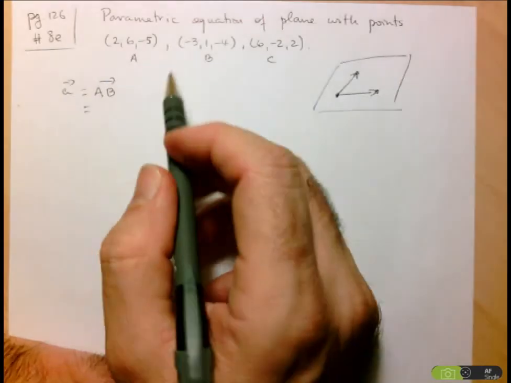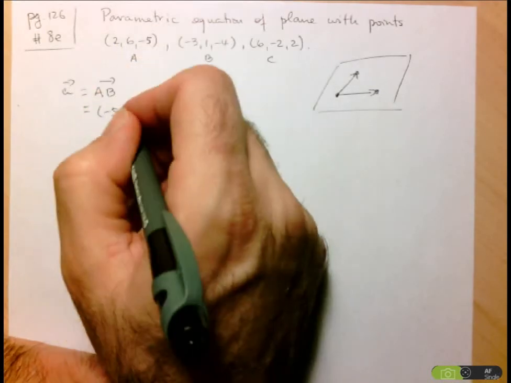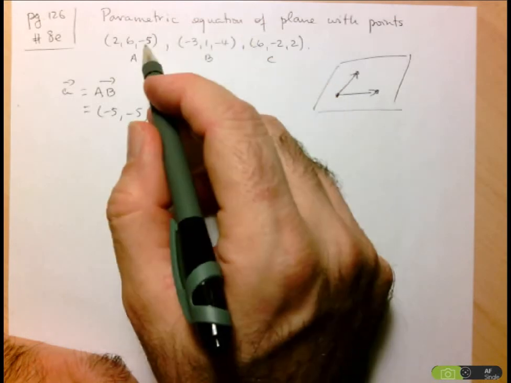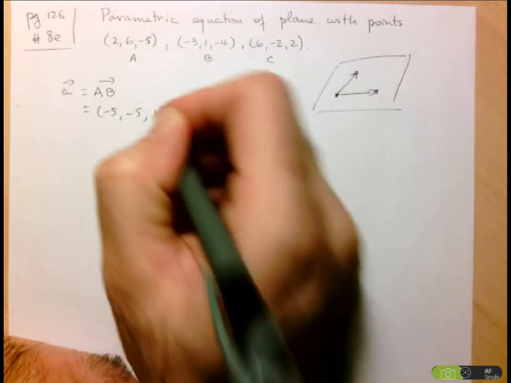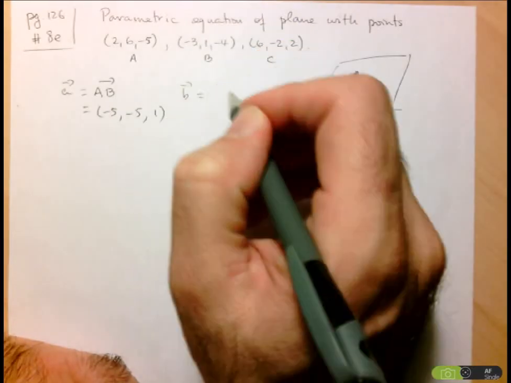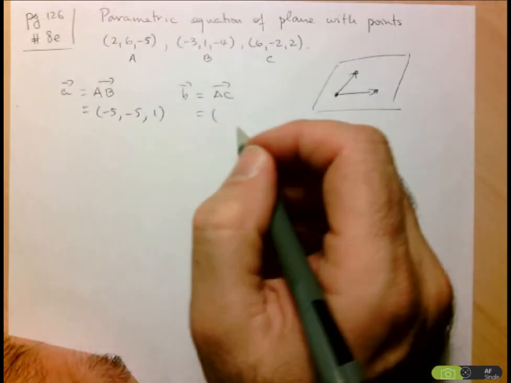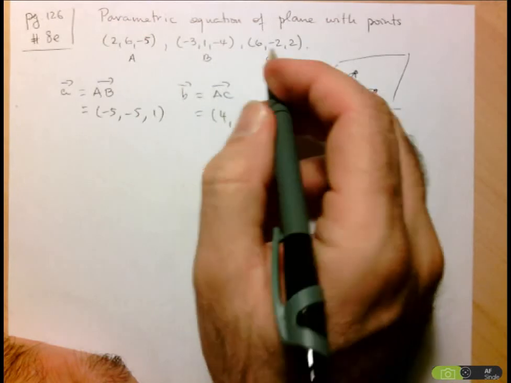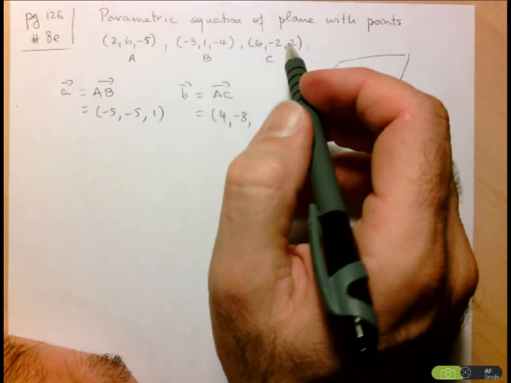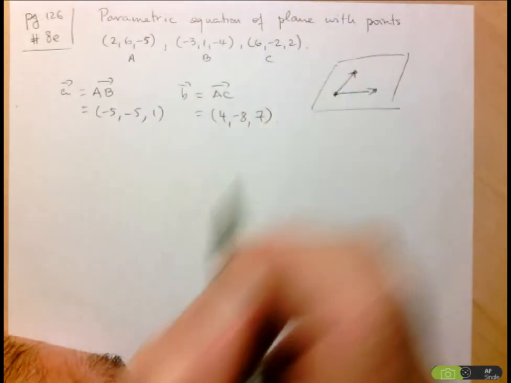So here our vector AB would be -3 minus 2, so -5, 1 minus 6, -5, and -4 plus 5 would be equal to 1. And then our second direction vector, which I'll call B, I'll use AC. Here our vector will be 6 minus 2 is 4, -2 minus 6 is -8, and then 2 minus -5, so 2 plus 5 is equal to 7.